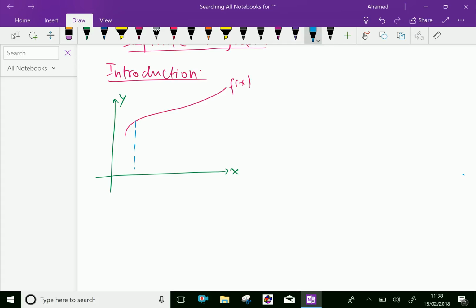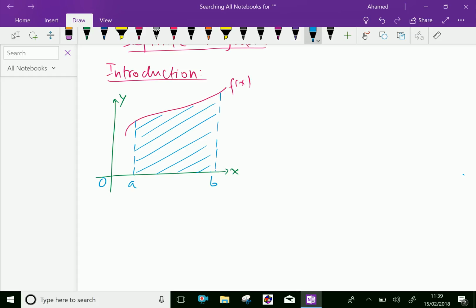Here, suppose this is a limit a, that means x equal to a, and the second limit, this is x equal to b. The portion between the curve and the x-axis within the limits a and b gives the area under the curve within the limit. This is called a definite integral of that f of x.